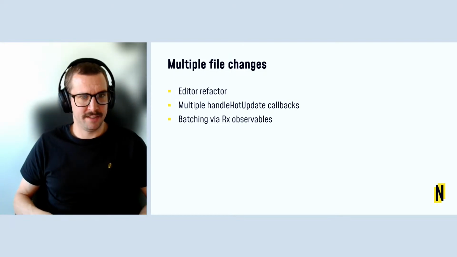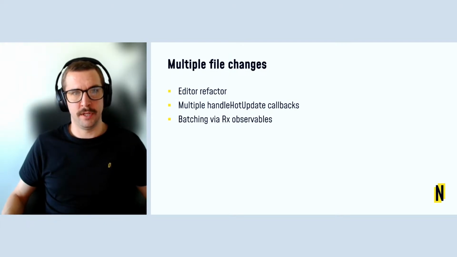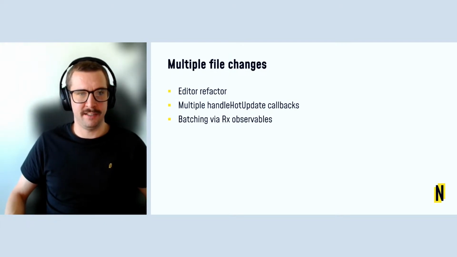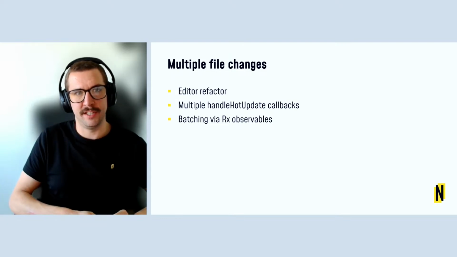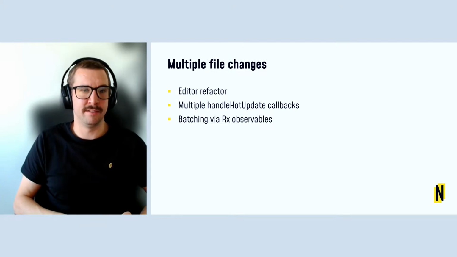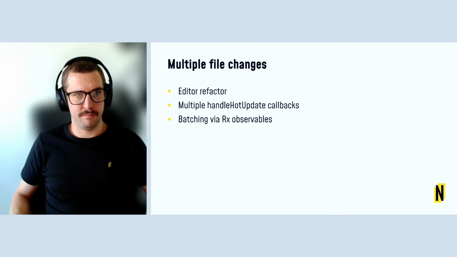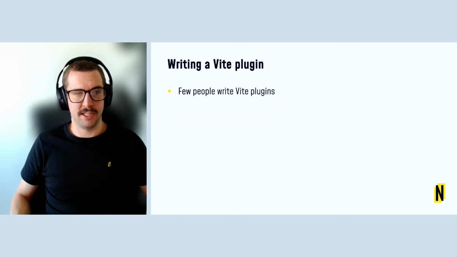So it's good to batch these things, and potentially you're also adding a file, which will definitely trigger a handle hot update hook for the new file you added, but also for the project file. So the project file eventually wins, and then you know that, oh, I need to invalidate everything. So that's where batching was a good strategy.